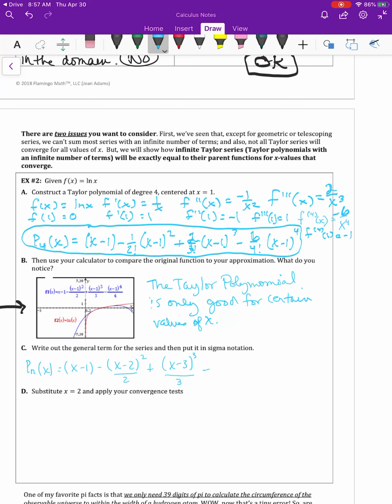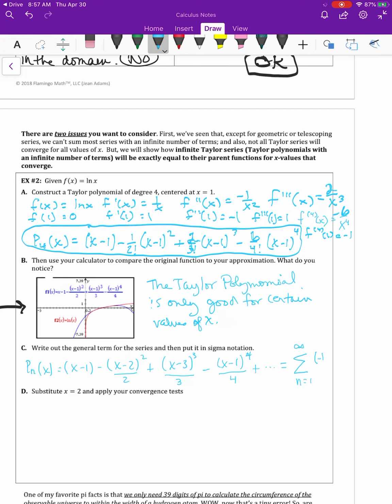So when these simplify, there is just a 3 here, okay? And so this would be minus, and then when these simplify, I end up with x minus 1 to the 4th over 4, okay? So plus dot, dot, dot.